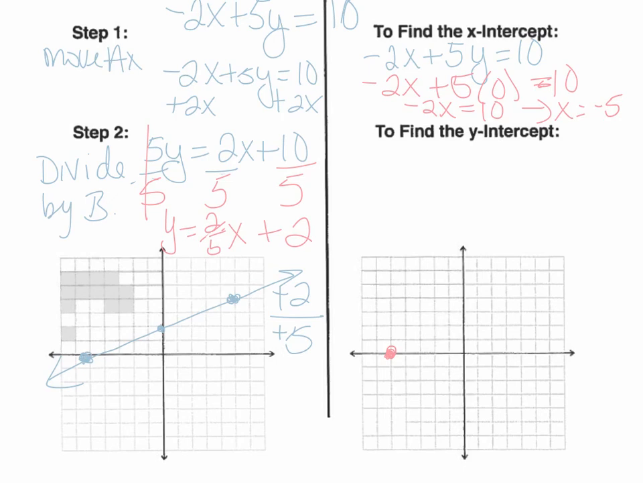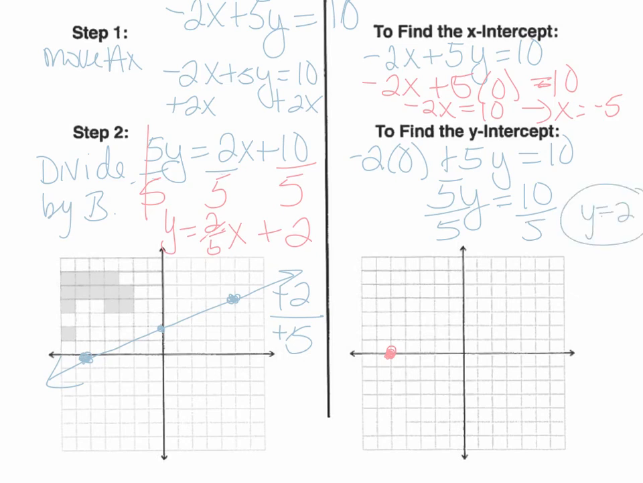Now, if we want to find the y-intercept, we're going to substitute in 0 for x. Negative 2 times 0 is 0. So we have 5y is equal to 10, or y is equal to 2. And so if I go over to my y-intercept, I know that I have a point at 2, which again, you can see we have that point on our first graph, and we have the negative 5 on our first graph.